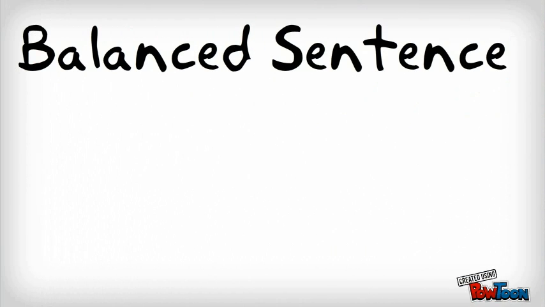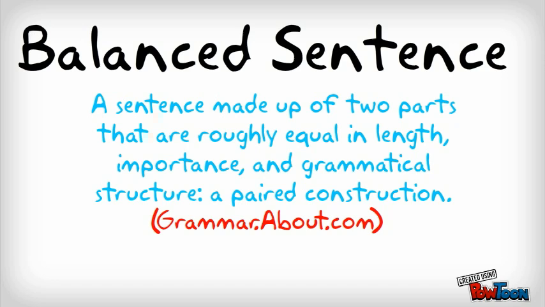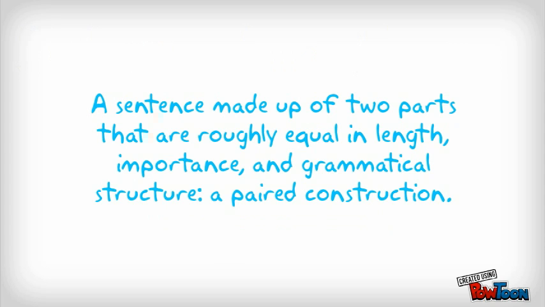The last device we're going to talk about is the balanced sentence. According to grammarabout.com, the balanced sentence is a sentence made up of two parts that are roughly equal in length, importance, and grammatical structure, a paired construction. In other words, it's very similar to isocolon and parallelism. However, the two parts don't have to be exactly identical in length and form. Structures should still be parallel, but length is not important.